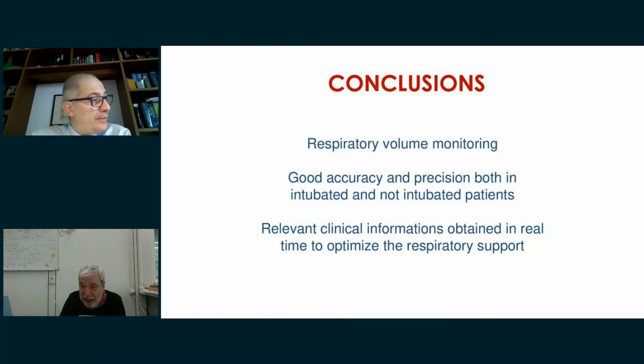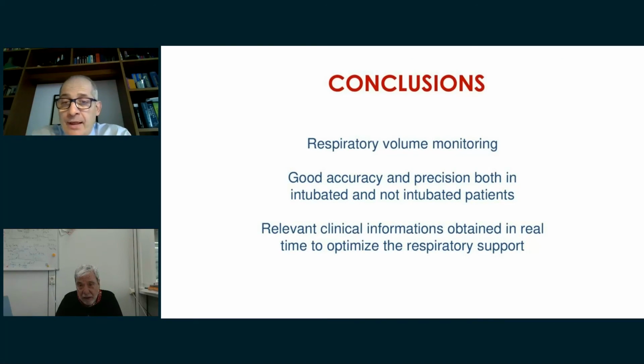Do we evaluate the diaphragm and intercostal muscles by ultrasound? No, I don't, but there are people who do it. Maybe it's promising, but this is my personal ignorance in this part of the field.